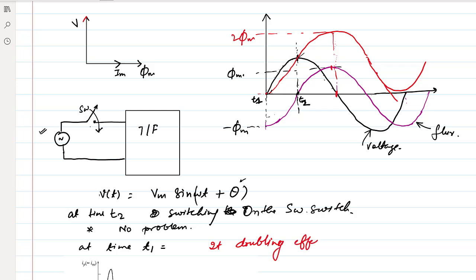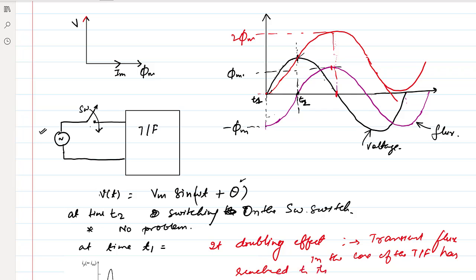Doubling effect. So doubling effect means the transient flux in the transformer, or in the core of the transformer, has reached double of its steady state value.